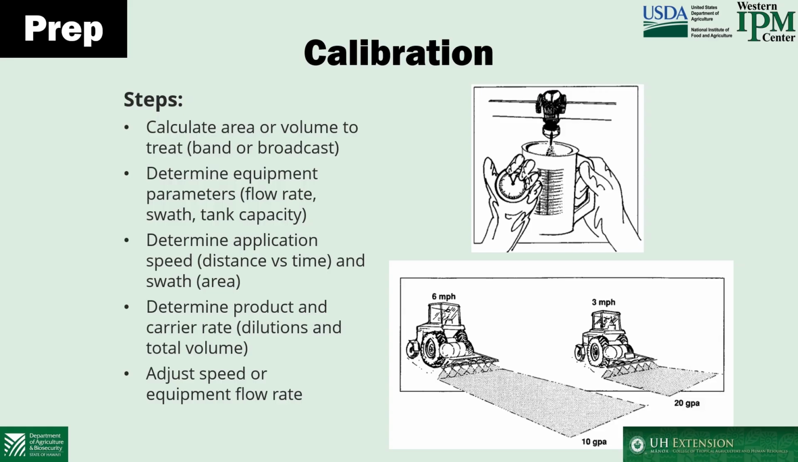Now, like, think about your equipment, right? So we just did some math pertaining to the label and what we need to do. But how do you make your equipment do this, right? It's a different story between knowing what needs to get put out and then how to make your equipment do it. So first thing to do is calculate your area or volume, right?